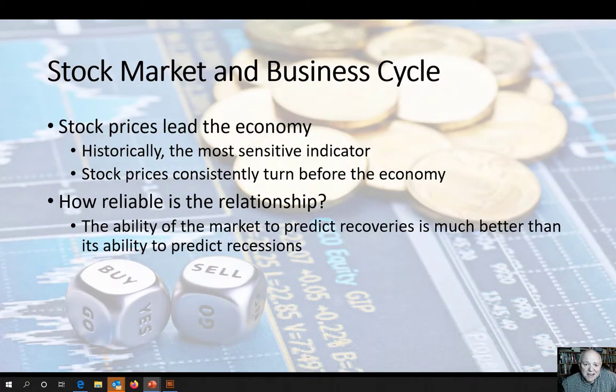Share prices tend to lead economic cycles. Typically, stock markets are the most sensitive indicator of the future direction of the economy. Stock prices historically have been consistent in their ability to predict a turn in the economy, although we do better when we're predicting recoveries than we are collapses.